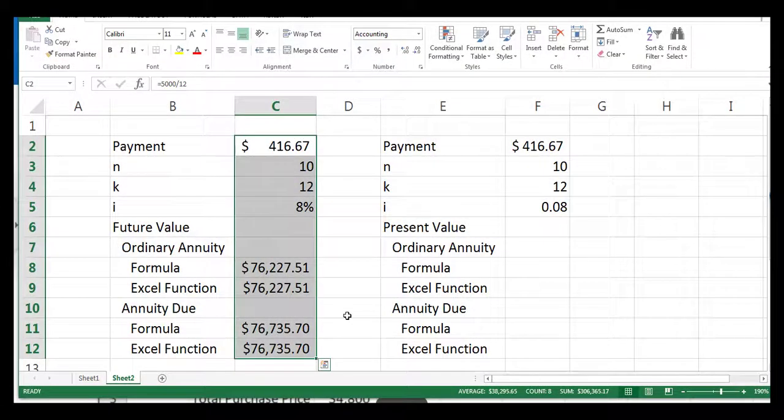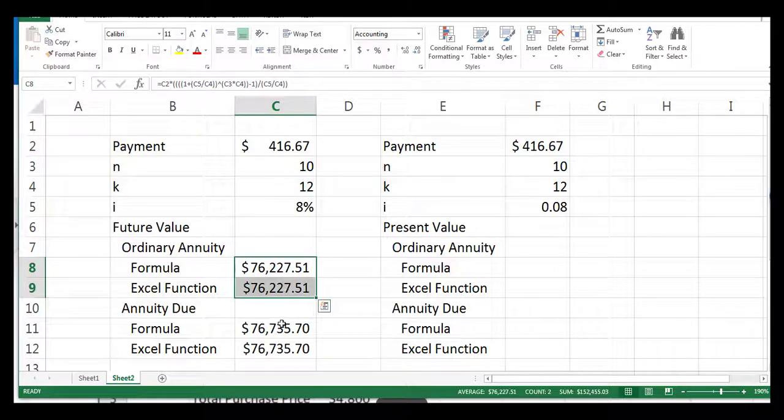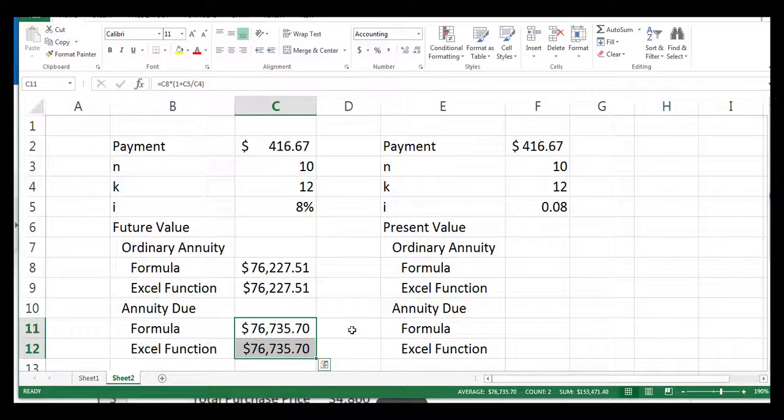So in this first column here, in column C, we were asking the question, what happens if I invest $416 a month every month for the next 10 years? And the answer is, depending if you're using an ordinary annuity or an annuity due, you either get $76,000 and some change or $76,000, almost $77,000. And that's all a function of, does the payment come to us at the beginning of a month or at the end of a month?